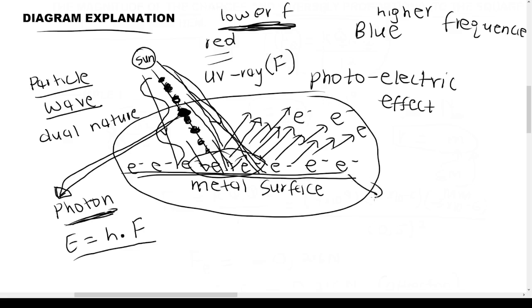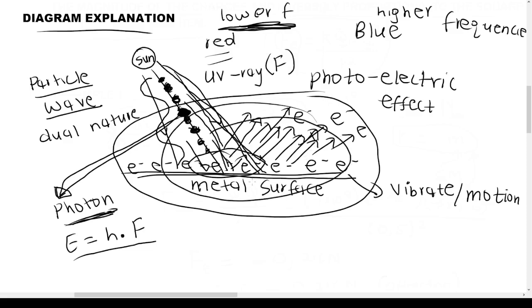To be excited means to vibrate at a higher frequency, meaning to move or vibrate at a greater speed. So we say that an electron is excited. That causes an electron to move away from the metal surface, and we call all of this the photoelectric effect. Now you understand why the photoelectric effect occurs.